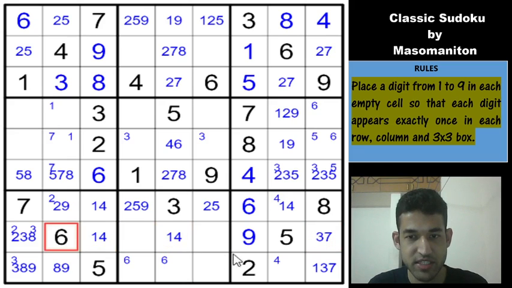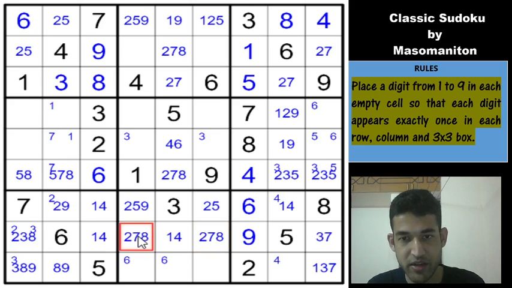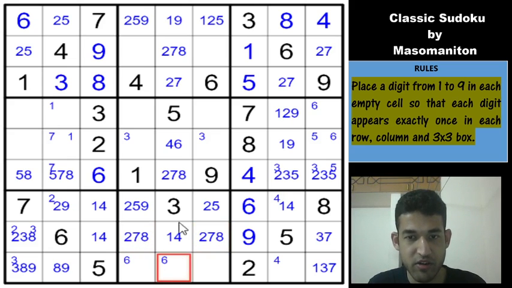So 1, 4, 6, 5 and 9. So remaining must be 2, 3, 7, 8. This is not 3. These 2 cells, so which means this is 2, 7, 8 and this is 2, 7, 8. And this must be anything 1, 4, 6 and 9. So let us not write any possibilities there.